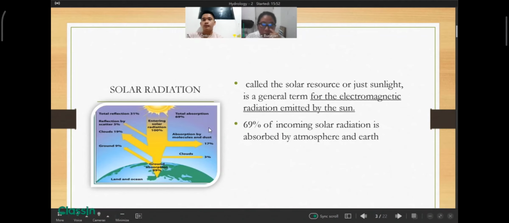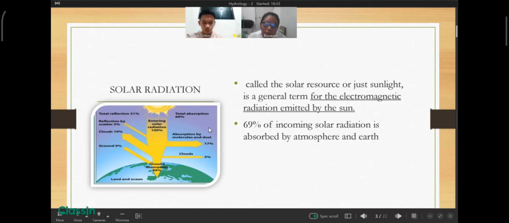Next we have solar radiation. Solar radiation, also called the solar resource or just sunlight, is a general term for the electromagnetic radiation emitted by the sun. 69% of it is incoming and is absorbed by the atmosphere and earth. Solar radiation is radiant electromagnetic energy from the sun. It provides light and heat for the earth and energy for photosynthesis. This radiant energy is necessary for the metabolism of the environment and its inhabitants.